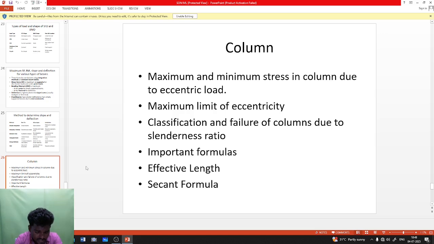is equal to pi square EI minimum divided by L square, which is also written as pi square EI divided by lambda square. For the Rankine formula, 1 by PR is equal to 1 by PC plus 1 by PE. The crushing load PC is equal to sigma C into A, and PR is equal to sigma C A divided by 1 plus alpha (L by K) whole square. The Rankine constant alpha is sigma C divided by pi square E.